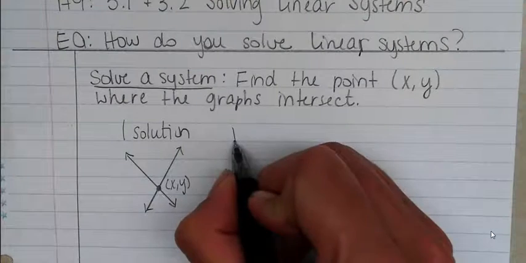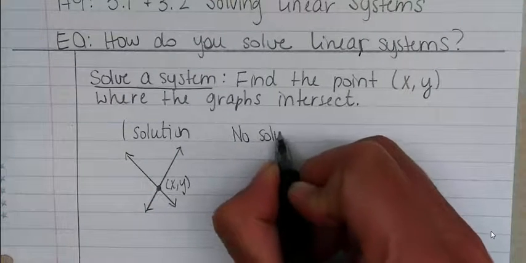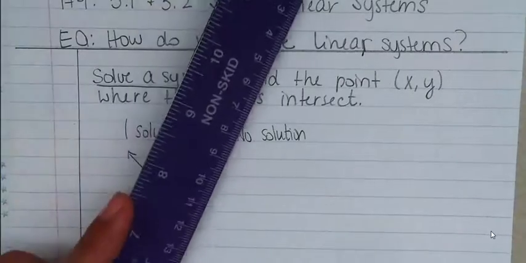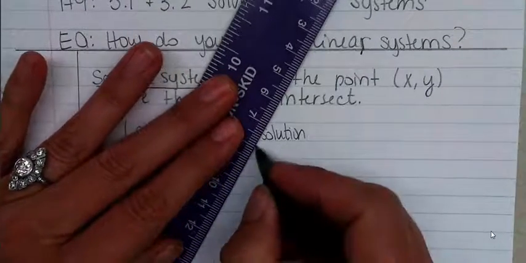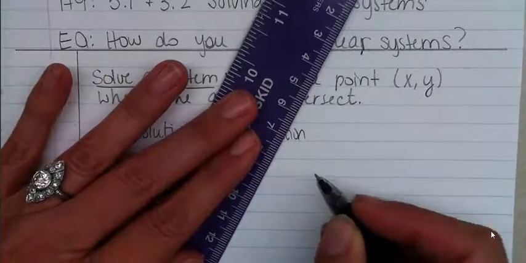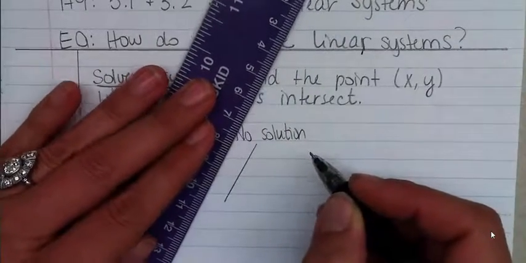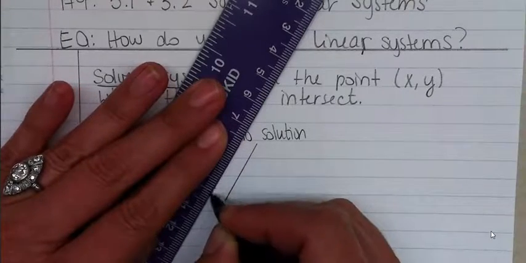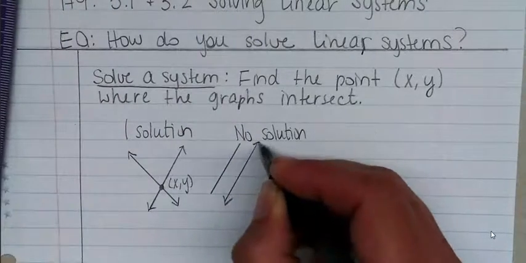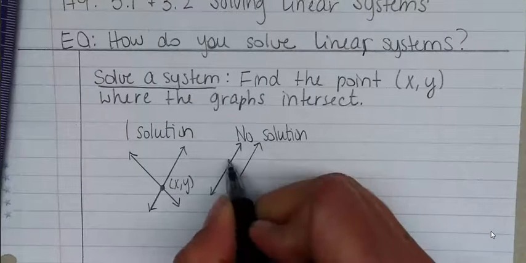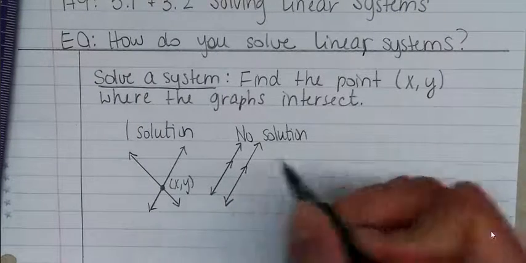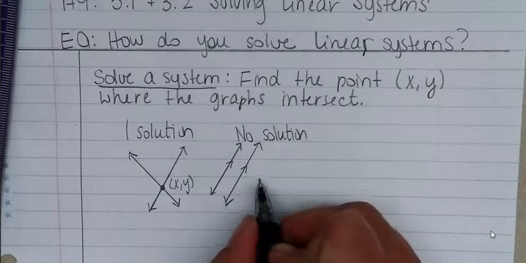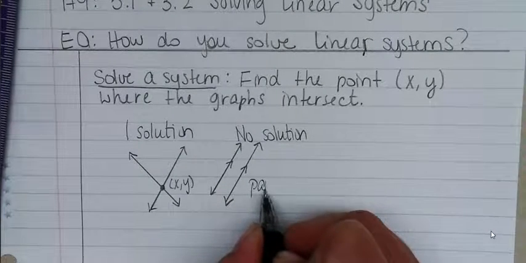Sometimes you will have no solution. And hopefully you're thinking to yourself right now, oh, I know when I have no solution. That's right. It's when you have, let's try and make these look as parallel as possible, two parallel lines. So I'll put these little arrows showing that they're parallel. Okay, so that's when I have no solution. That's because I have parallel lines.